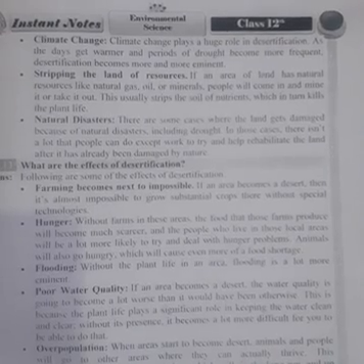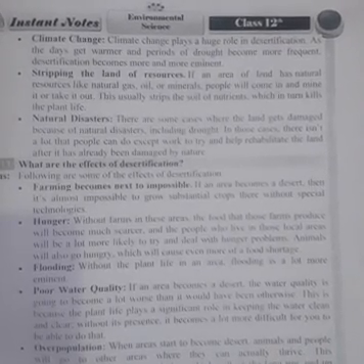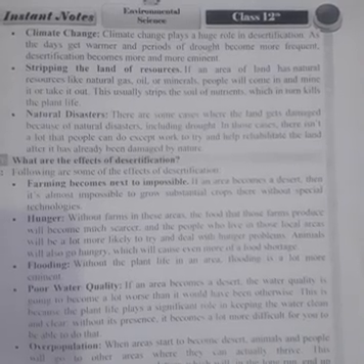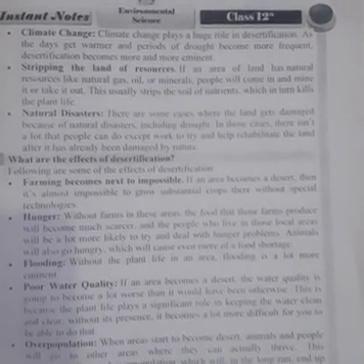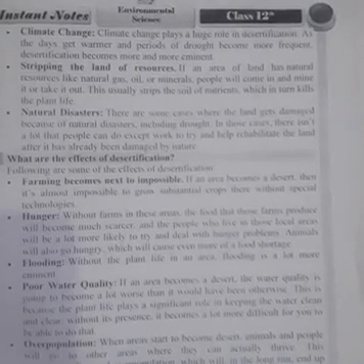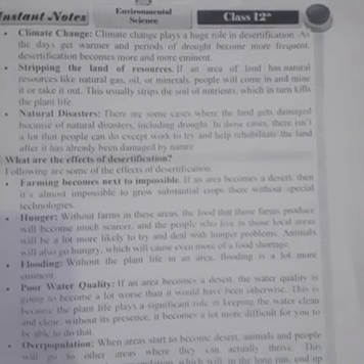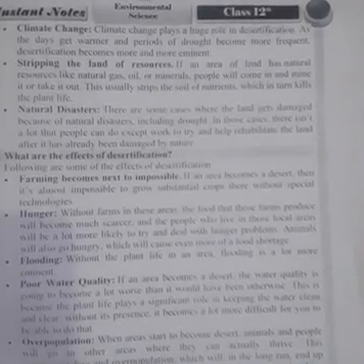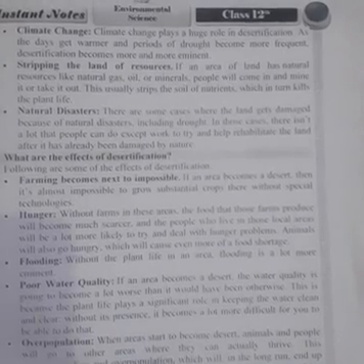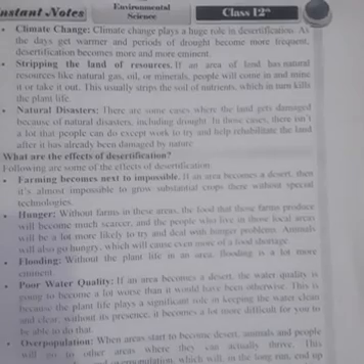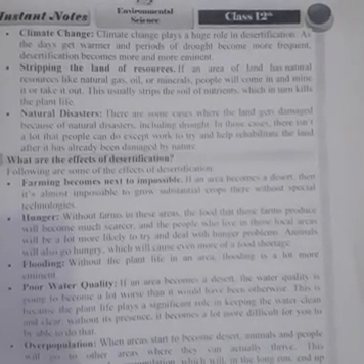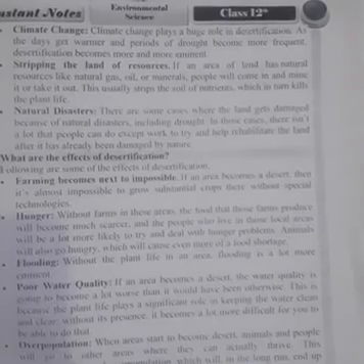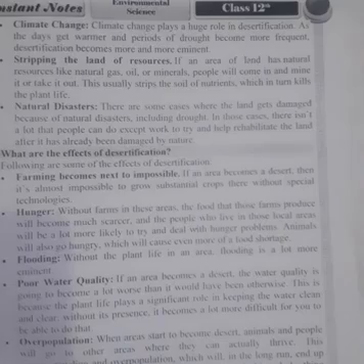Stripping the land of resources. If an area of land has natural resources like natural gas, oil, or minerals, people will come in and mine it or take it out. This usually strips the soil of nutrients, which in turn kills the plant life. Natural disasters. There are some cases where the land gets damaged because of natural disasters, including droughts. In those cases, there is not a lot that people can do except work to help rehabilitate the land after it has already been damaged by nature.